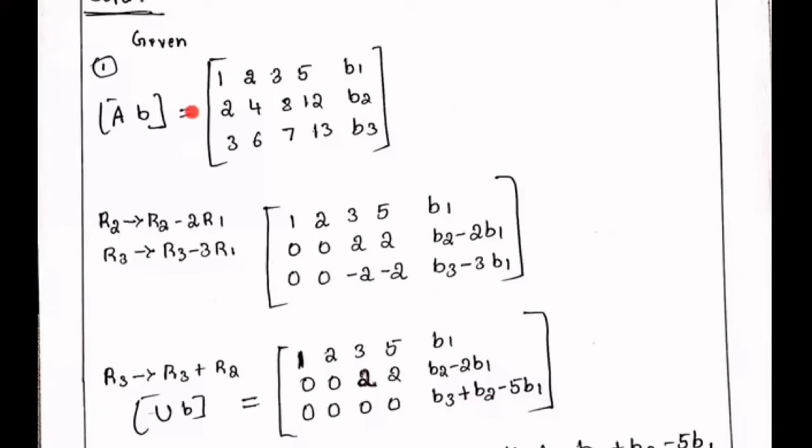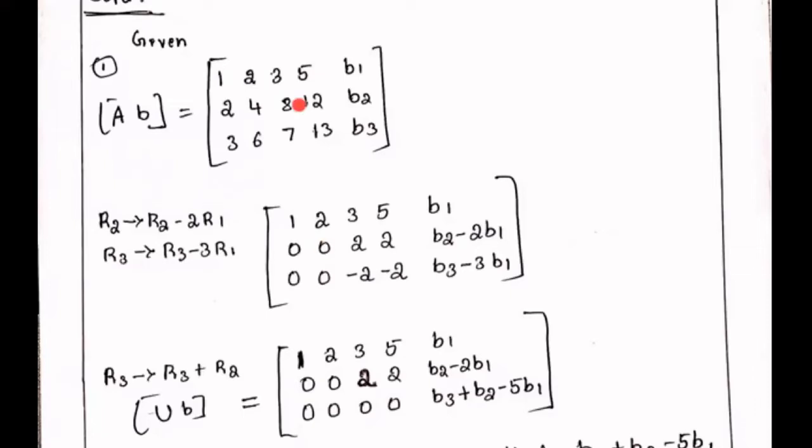So you subtract 2 times row 1 from row 2, and 3 times row 1 from row 3. So row 2 becomes row 2 minus 2 times row 1, and row 3 becomes row 3 minus 3 times row 1. I have written row 1 as it is: 1 2 3 5 and b1. Row 2 is 2, row 1 is 1, so 2 minus 2 is 0. Then 4 minus 2 times 2, it becomes 4 minus 4, that is 0.